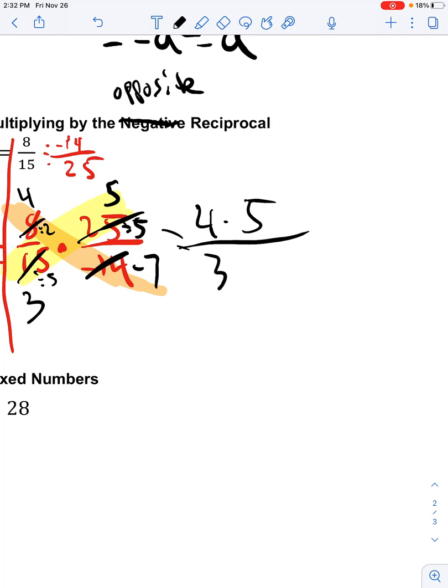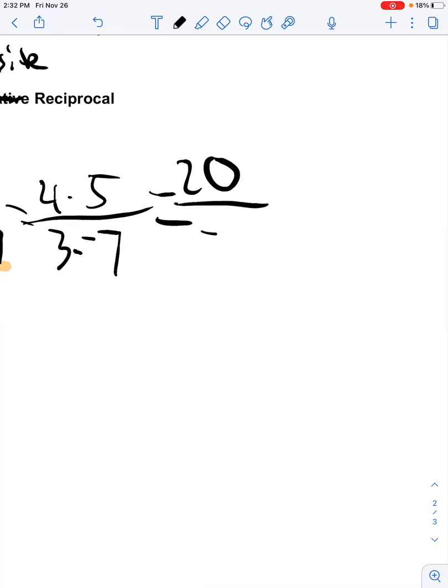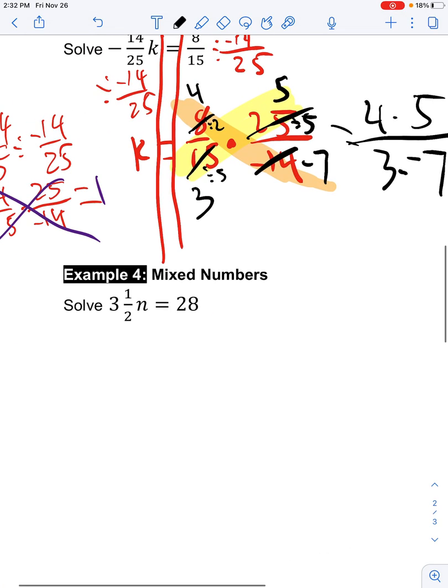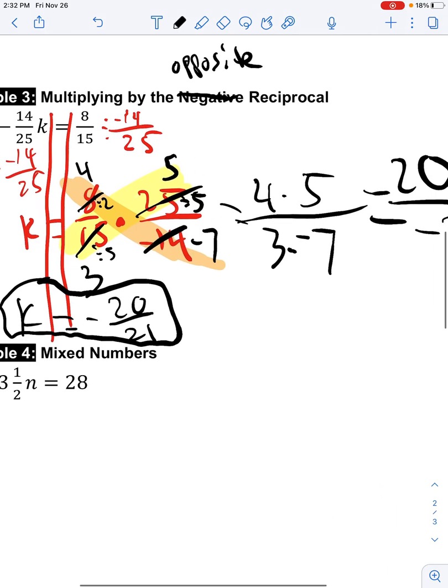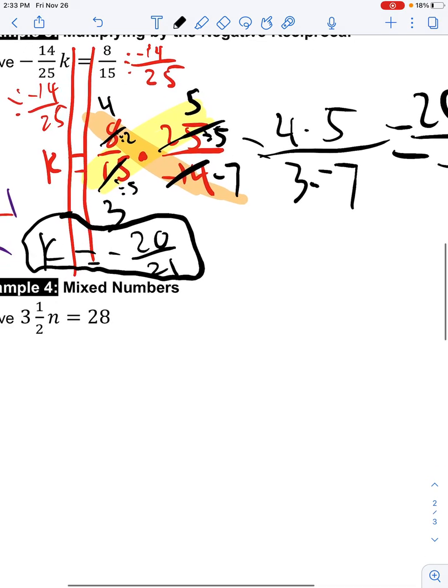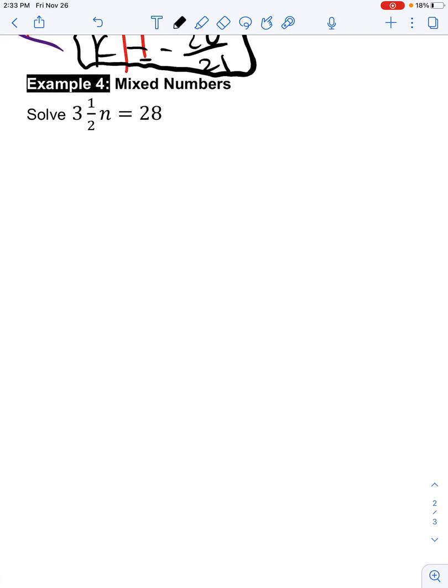So if I rewrite this, it's going to say 4 times 5 all over 3 times negative 7. 4 times 5 is 20. 3 times negative 7 is negative 21. So k equals negative 20 over 21. Last example.